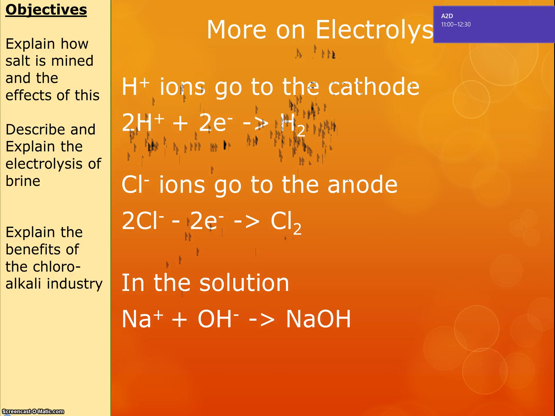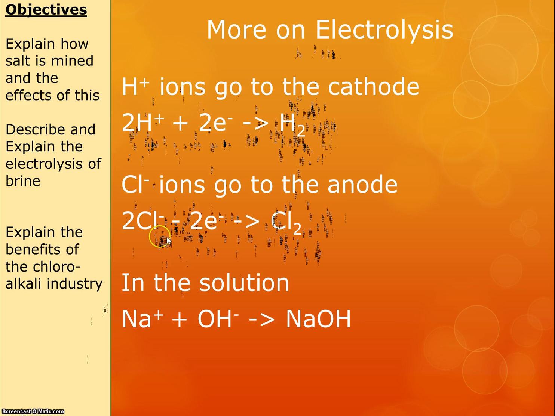So at the anode, it's the chlorine ions that go there. And again, we have two Cl- ions. Now, the minus means they've got extra electrons, so they need to lose two electrons. So it's minus two electrons this time. And they go to make Cl2. So once again, chlorine doesn't go around on its own, so we have to make Cl2. So we have to have two chlorine ions, and we have to lose two electrons.